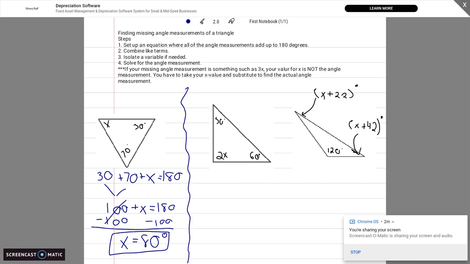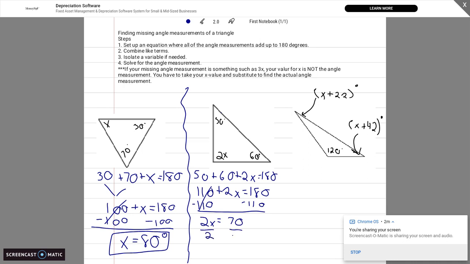So the next one, nothing changes. Set up your equation. So 50 plus 60 plus 2x equals 180. Combine your like terms. I can combine 50 and 60 to 110 plus 2x equals 180. I can subtract 110 from both sides. 2x equals 70. And then divide by my coefficient. And I get x equals 35. Now, I'm not putting a degree value on there because it doesn't represent a degree. It represents the x value.